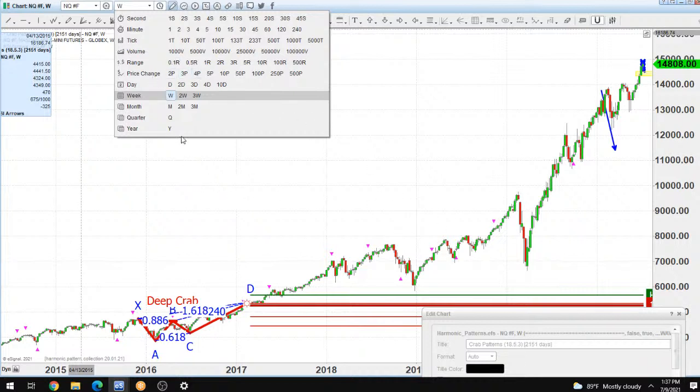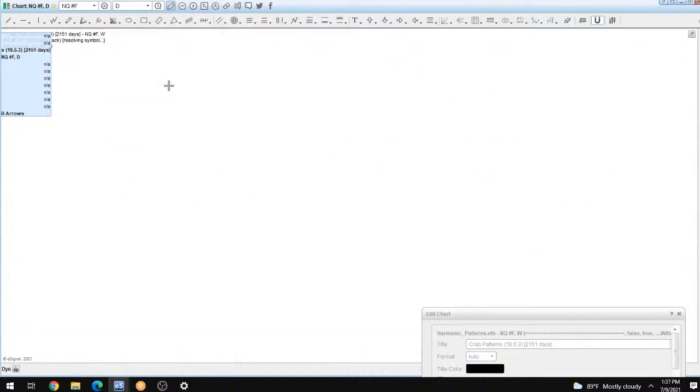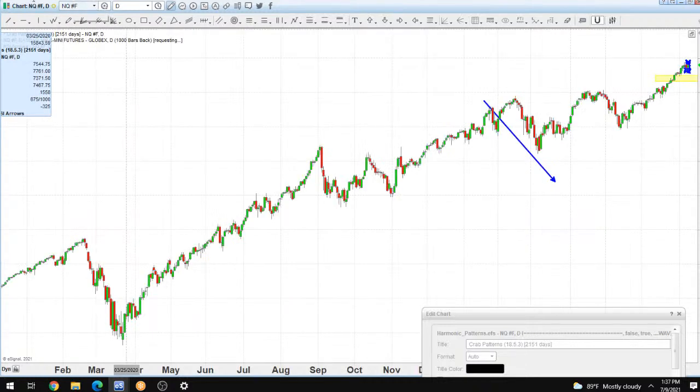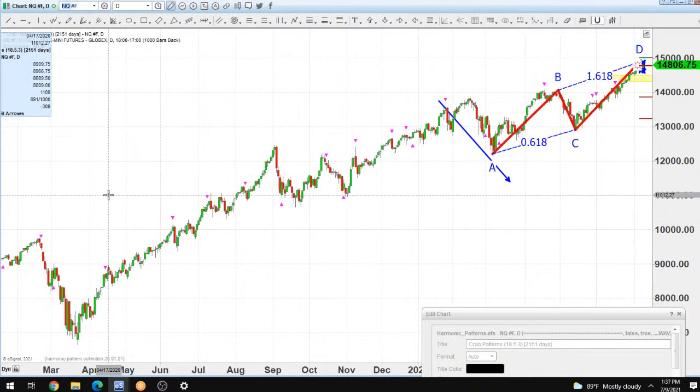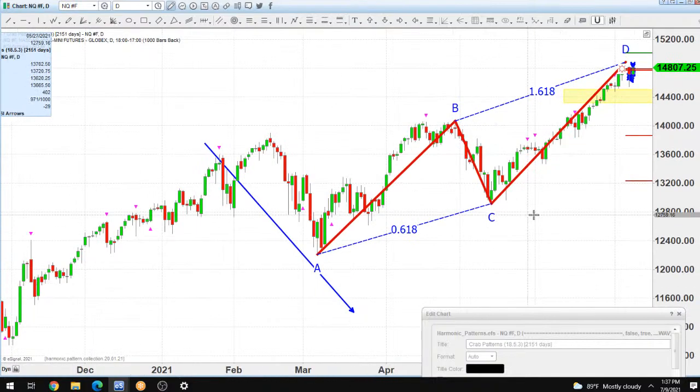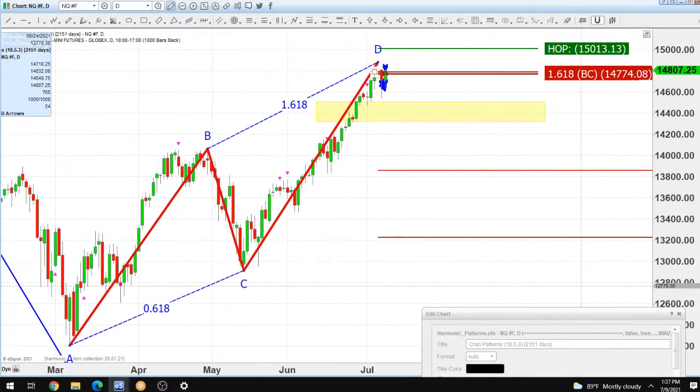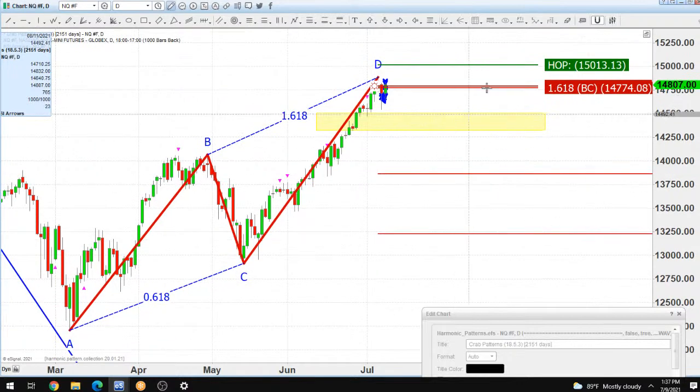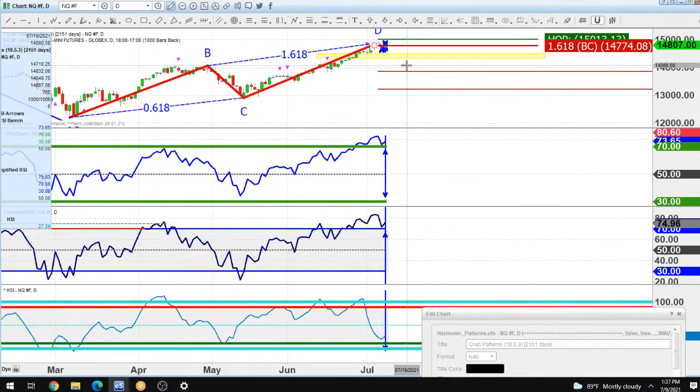14,750 or something. Yeah, a lot of things are there that are saying this has gone quite a distance. Here's S&P. Okay, so there's the ABCD on NASDAQ daily as well. I forgot to mention that. That's another generated harmonic level with a hop at around 15,013. So keep an eye on that.